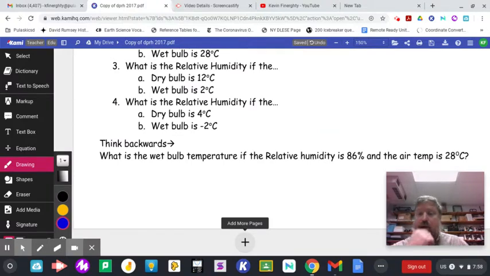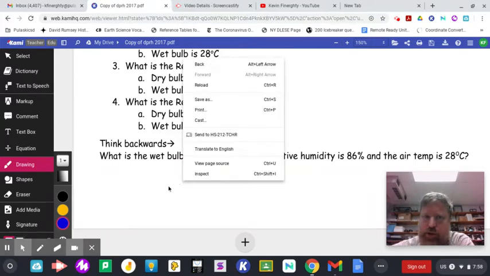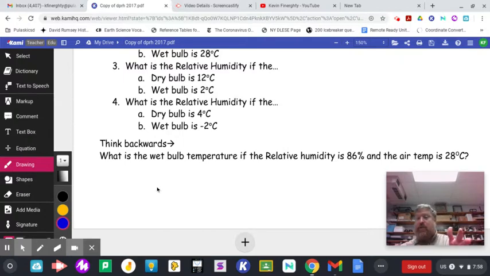Okay. Now, the last thing we're going to do is a challenge, and I don't think we're going to get much into these questions today, but certainly tomorrow, definitely before Christmas break. What if you had to do this backwards? What if the relative humidity is 86 and the air temp or dry bulb is 28? Could you do this backwards? Because what the Regents will do is make you do this every which way and convolute your brain in all the ways that they love to do.